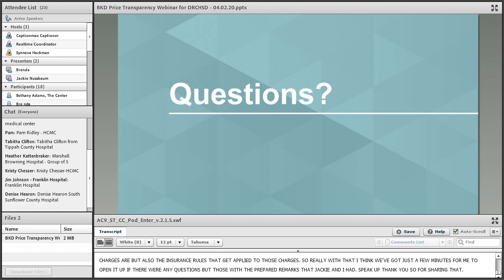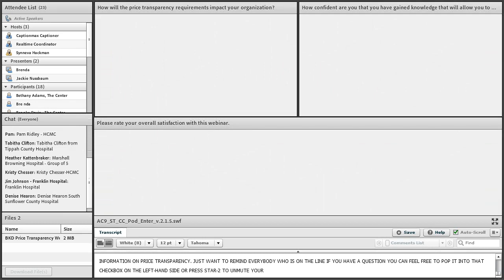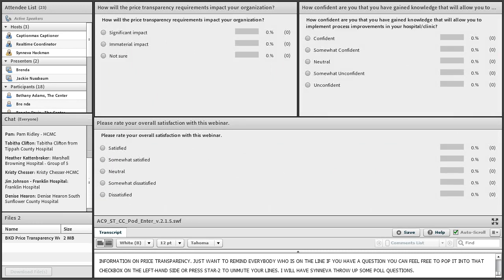And for patients to have that true price transparency, all factors in this calculation will need to be known, and that includes not only what the hospital charges are, but also those insurance rules that get applied to those charges. So really with that, I think we've got just a few minutes. We'd open it up if there were any questions, but those were the prepared remarks that Jackie and I had.